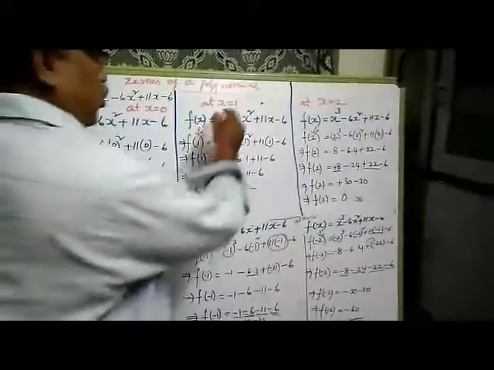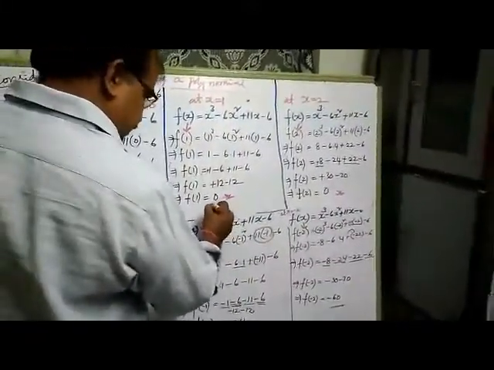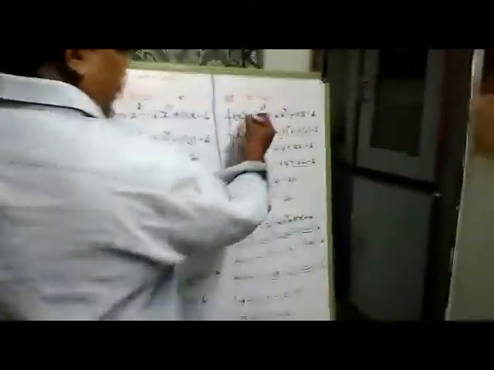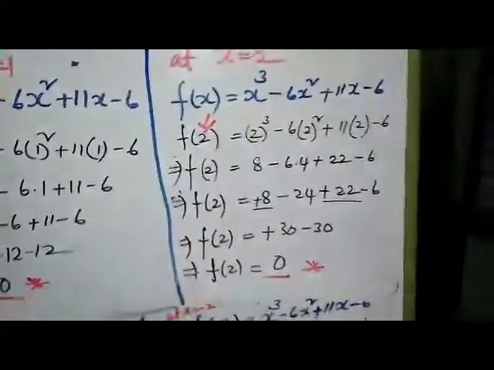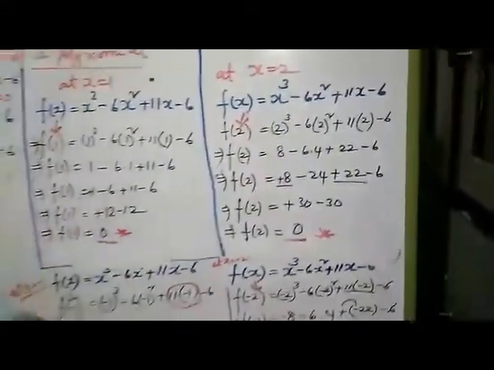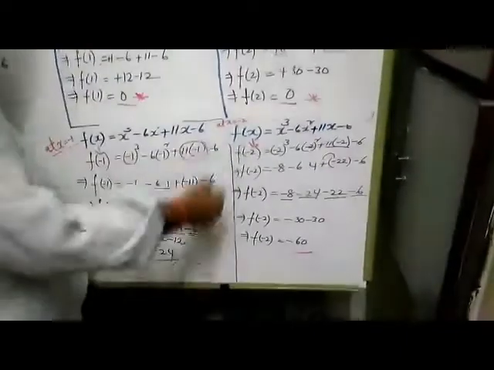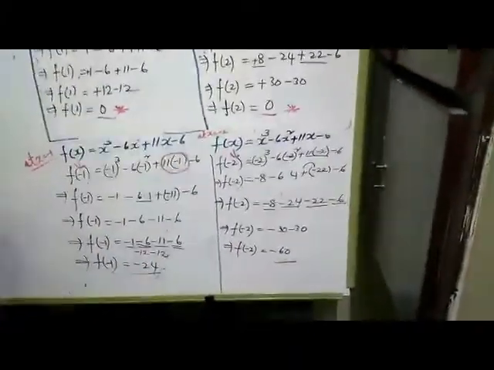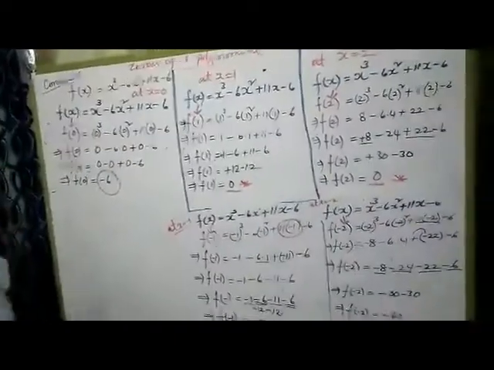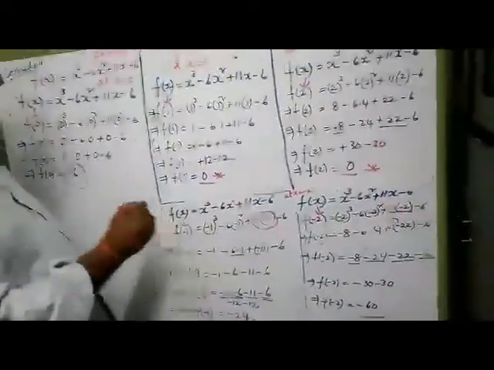The value of the polynomial at x is equal to 1 is 0. At x is equal to 2 is 0. At x is equal to minus 1 is minus 24. At x is equal to minus 2 is minus 60. You know very well about the value of the polynomial. Today's class is what is the zero of the polynomial.